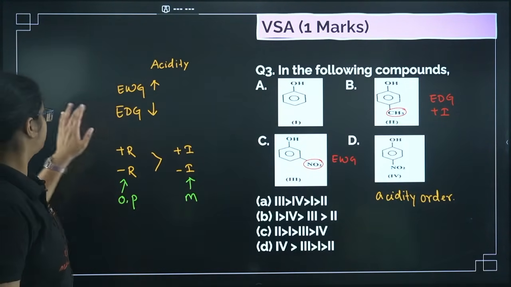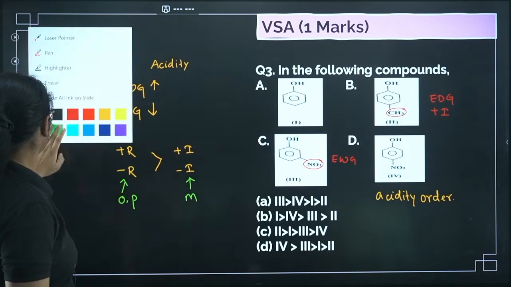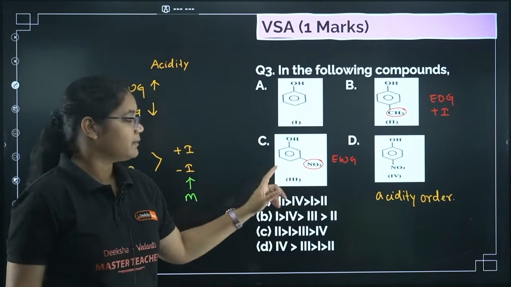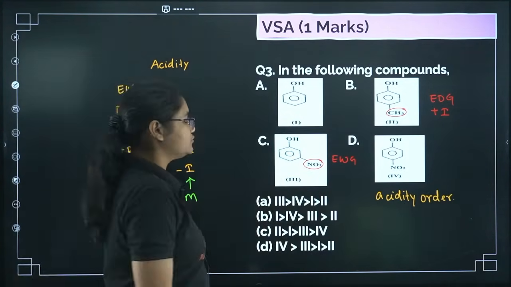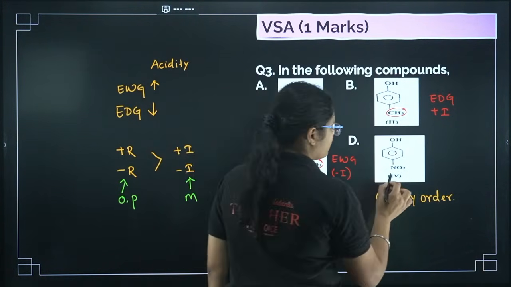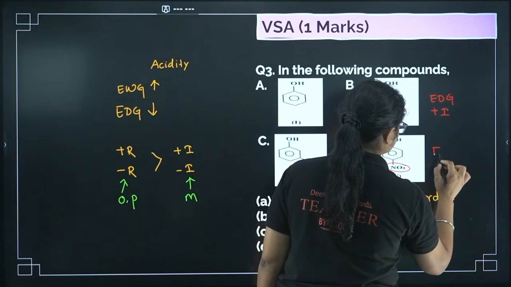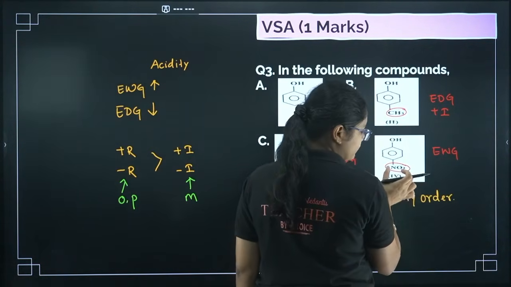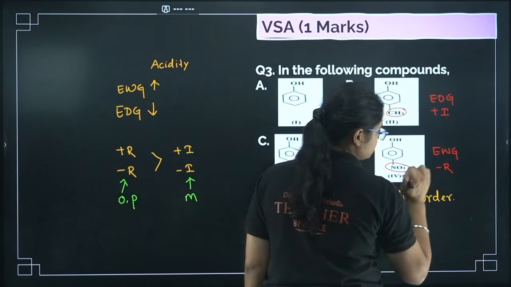Now this NO2 group is definitely an electron withdrawing group, but it is present in the meta position. So here which effect will it have? Minus I effect. Now here NO2 is also an electron withdrawing group, and here the electron withdrawing nature is due to minus R effect.